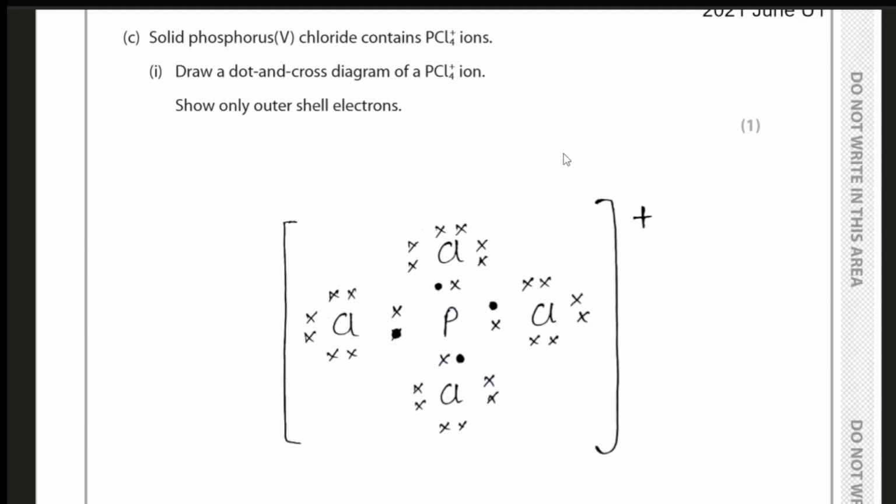Now, solid phosphorus pentachloride contains PCl4 plus ions. So they told you to draw a dot and cross diagram. Now we know this is a covalent bond. So obviously phosphorus will produce bond pairs with chlorine and so on and so forth. And since it's charged, we need to include a charge with a bracket. It has 1 electron less.